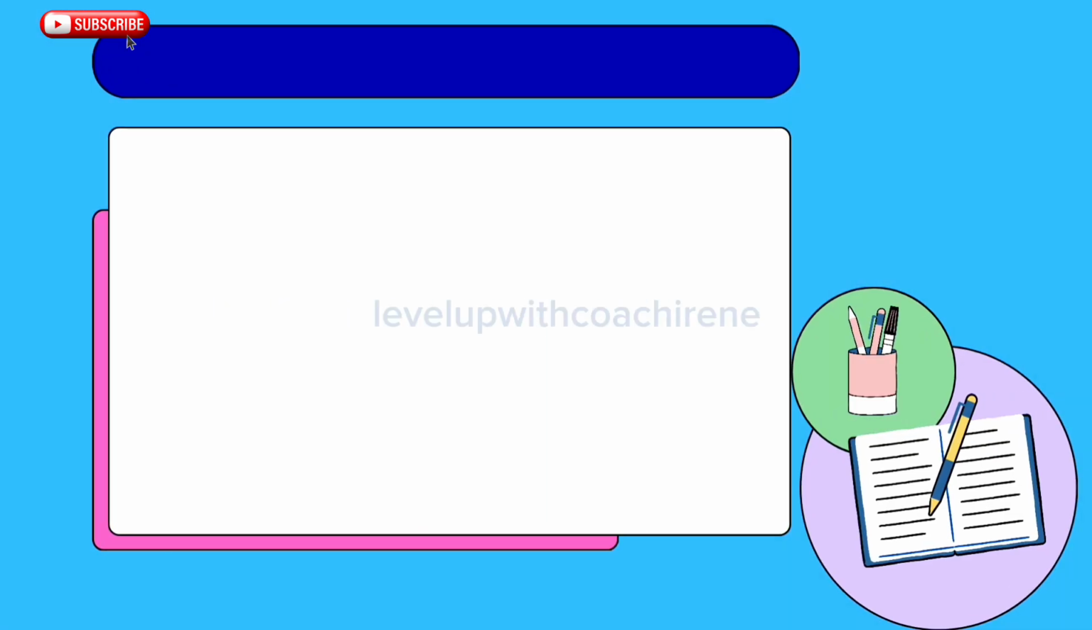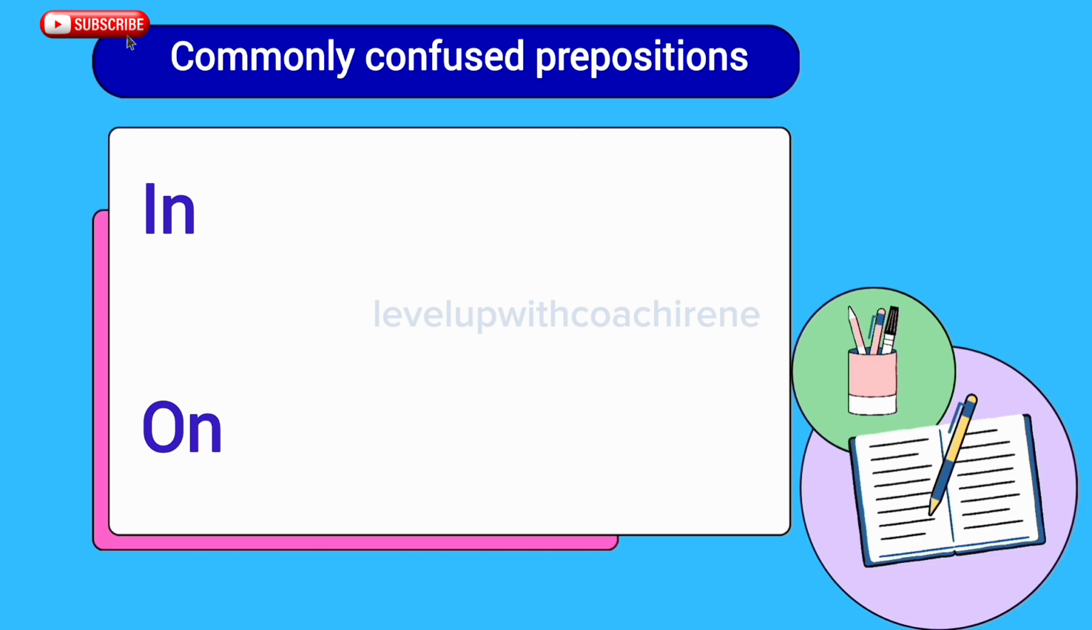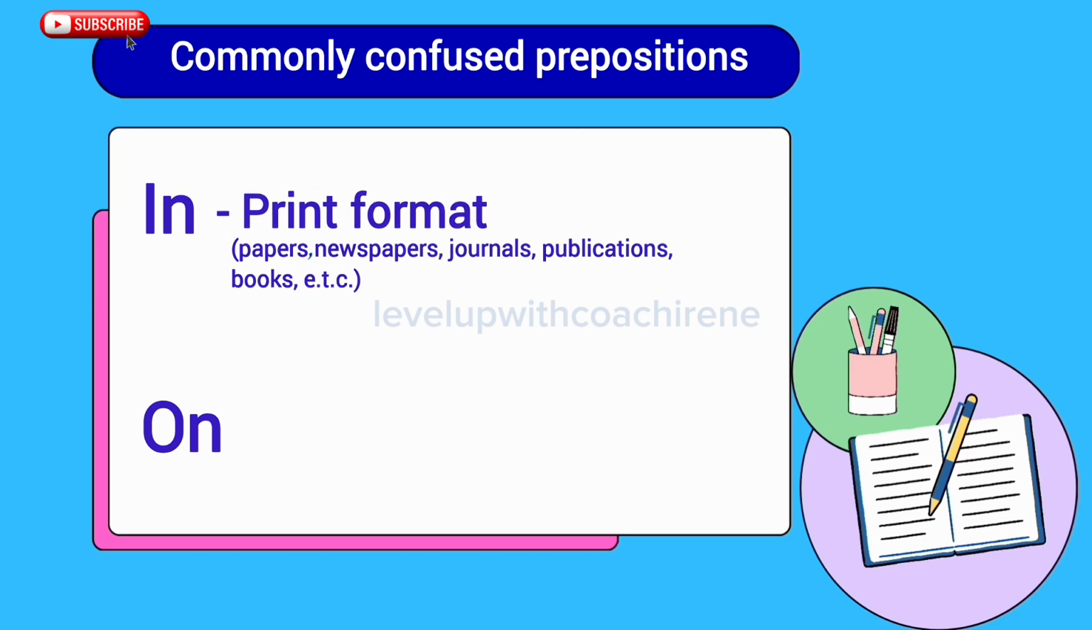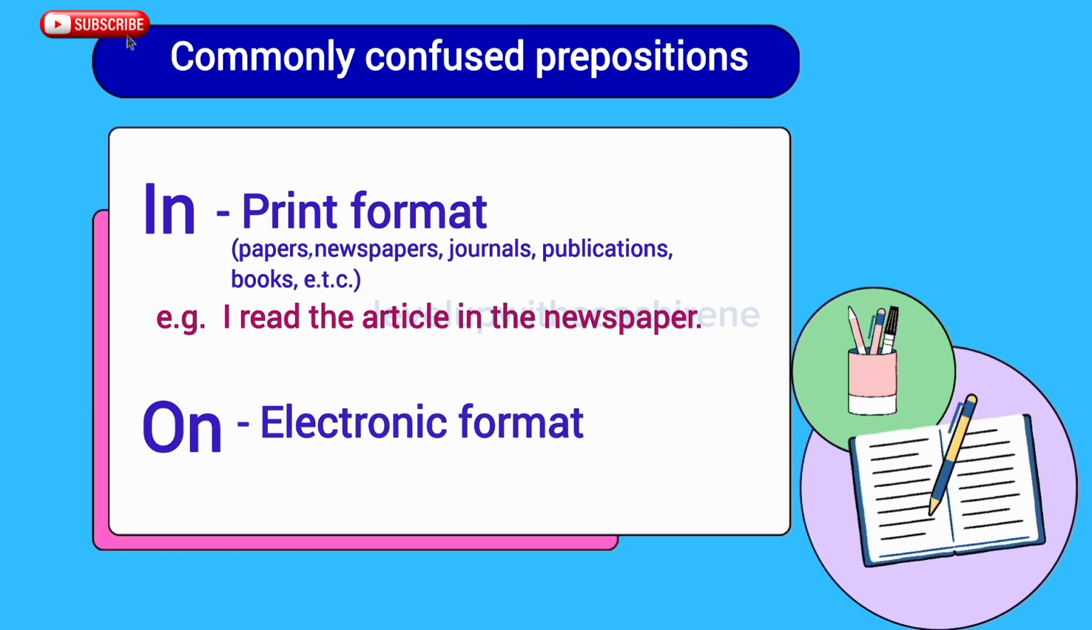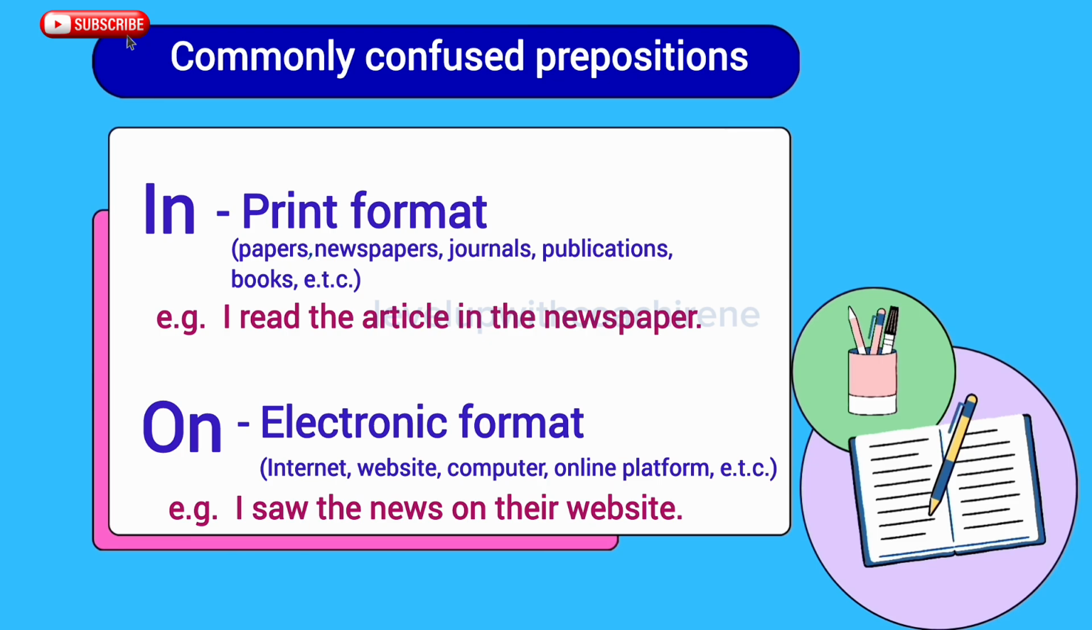Take note of the prepositions on and in when referring to print or electronic formats. For newspapers, print formats, use in. For example, I read the article in the newspaper. For electronic formats like internet, website, online platforms, use on. Example, I saw the news on their website. In is used for papers, whilst on is used for online or digital sources.